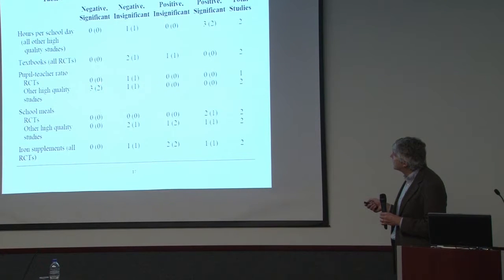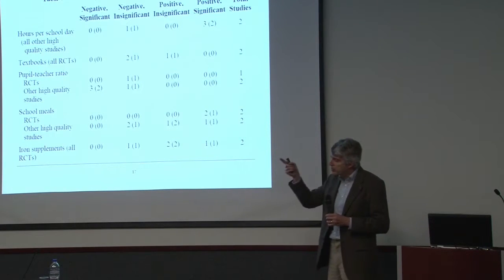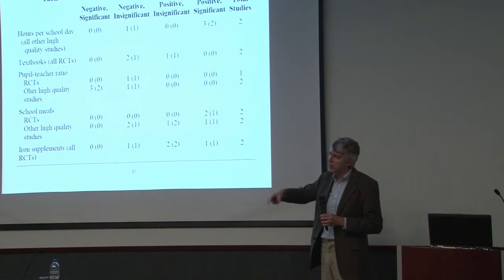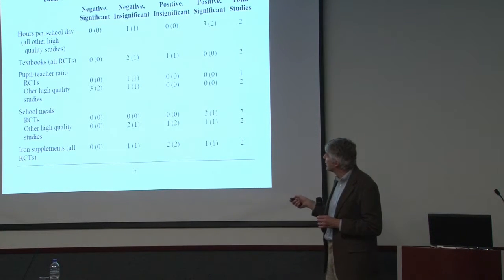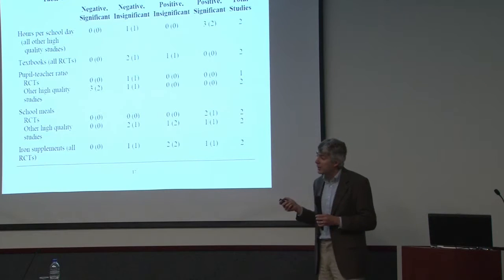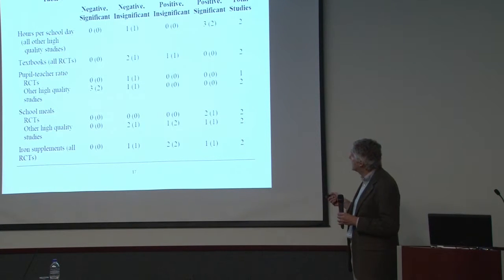Actually, this one is a little bit controversial. Negative is actually a good thing here. By negative for the pupil-teacher ratio, we mean that if the pupil-teacher ratio is high, you learn less. In other words, if we hire more teachers, you will learn more. So we found that of the 3 studies, 2 of them showed that having a high pupil-teacher ratio, not having enough teachers, so to speak, will reduce what kids learn. But one study did not find that.